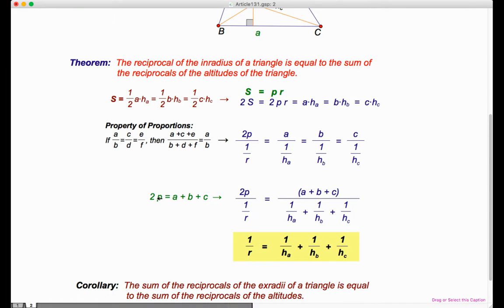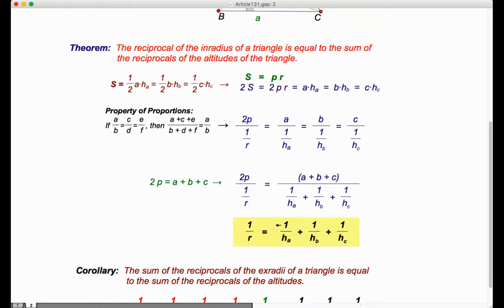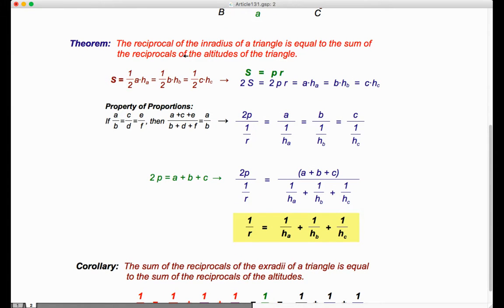However, let's recall that 2p, twice the semiperimeter, is equal to a plus b plus c. Hence, the numerator can be cancelled, and eventually we will end up with the actual theorem. The reciprocal of the inradius is equal to the sum of the reciprocals of the altitudes of the triangle.